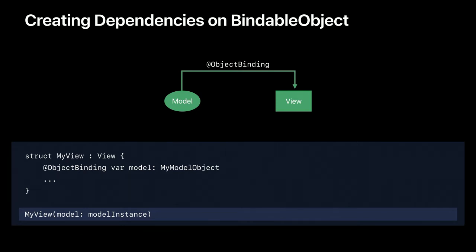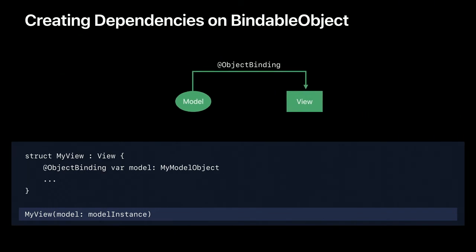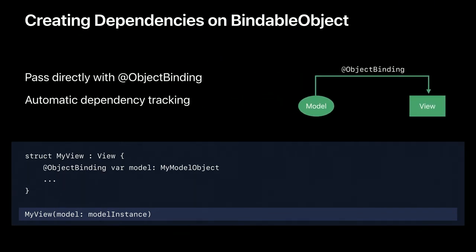Note that this creates an explicit dependency in the initializer of the view, which is really great because now anytime I go to instantiate my view, I know that it has a dependency on the model. And that's it. And as we do this, each view with the property wrapper will automatically subscribe to changes in our bindable object, which means we get automatic dependency tracking. Again, no manual invalidation or synchronization needed.